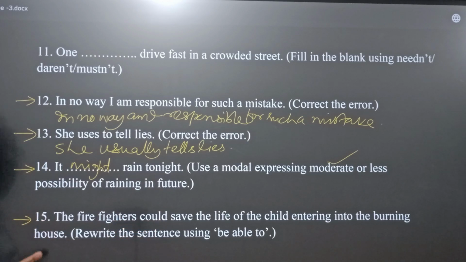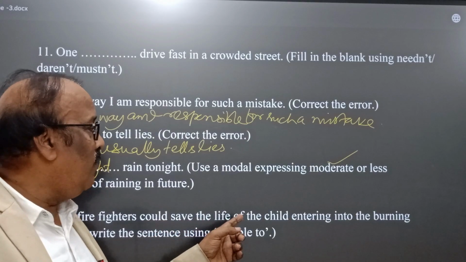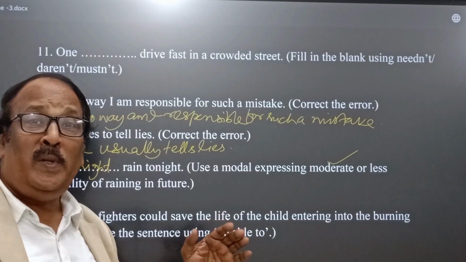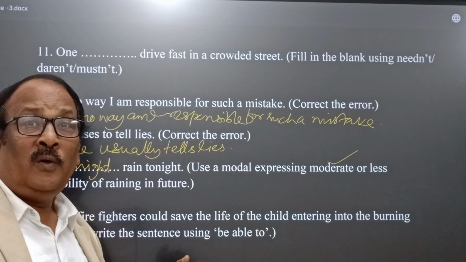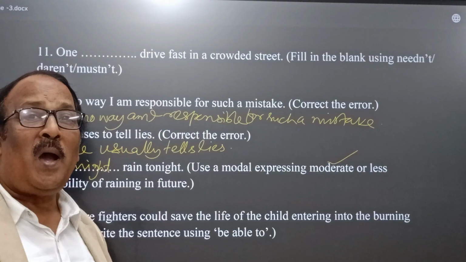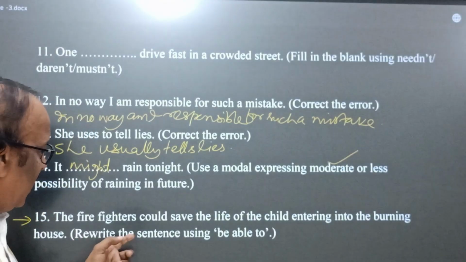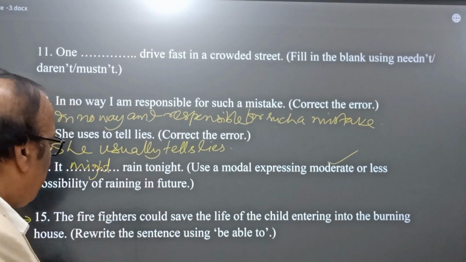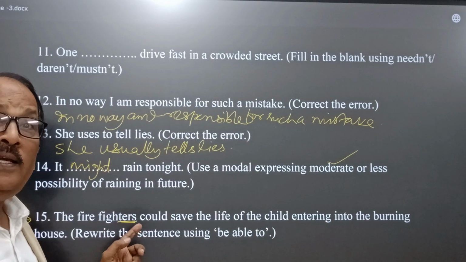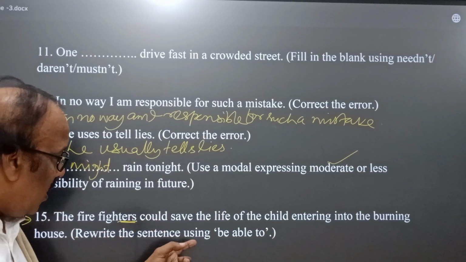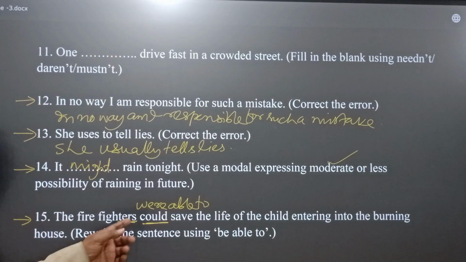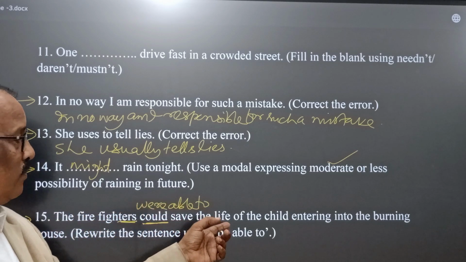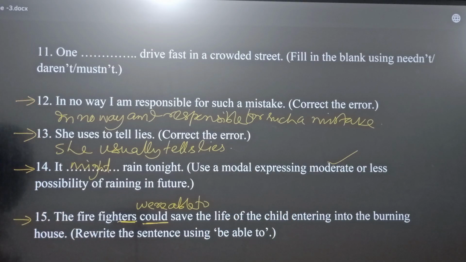That is the last question. Firefighters could save the life of the child entering into the burning house. Burning house means the house which was burning or which was on fire. Here the instruction is rewrite the sentence using be able to. As it is in past tense and firefighters, the subject, is in plural form, in the place of could we have to use were able to. Therefore, the firefighters were able to save the life of the child entering into the burning house.